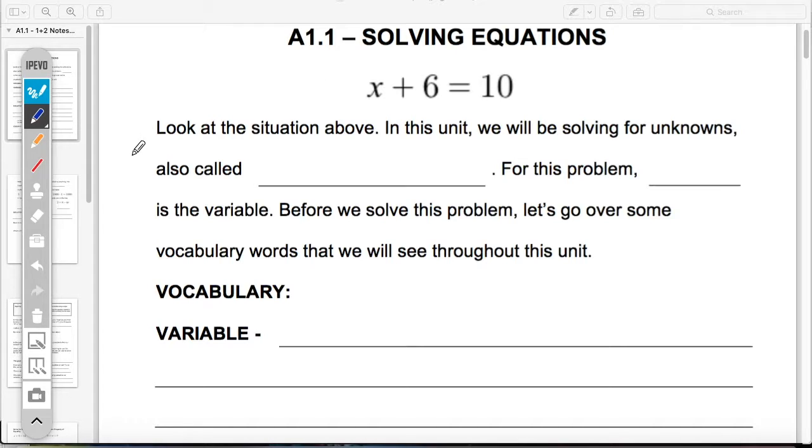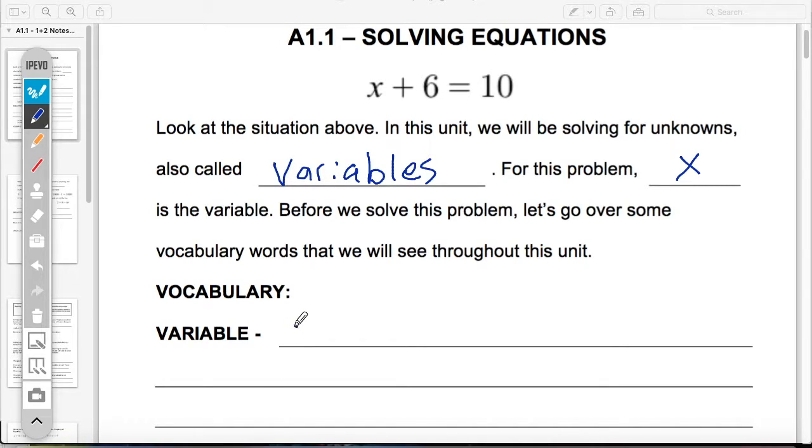So look at the situation above. In this unit we will be solving for unknowns, also called variables. For this problem, x is the variable. That means we just don't know what this value is, but it does have a number value. So let's do some vocab.